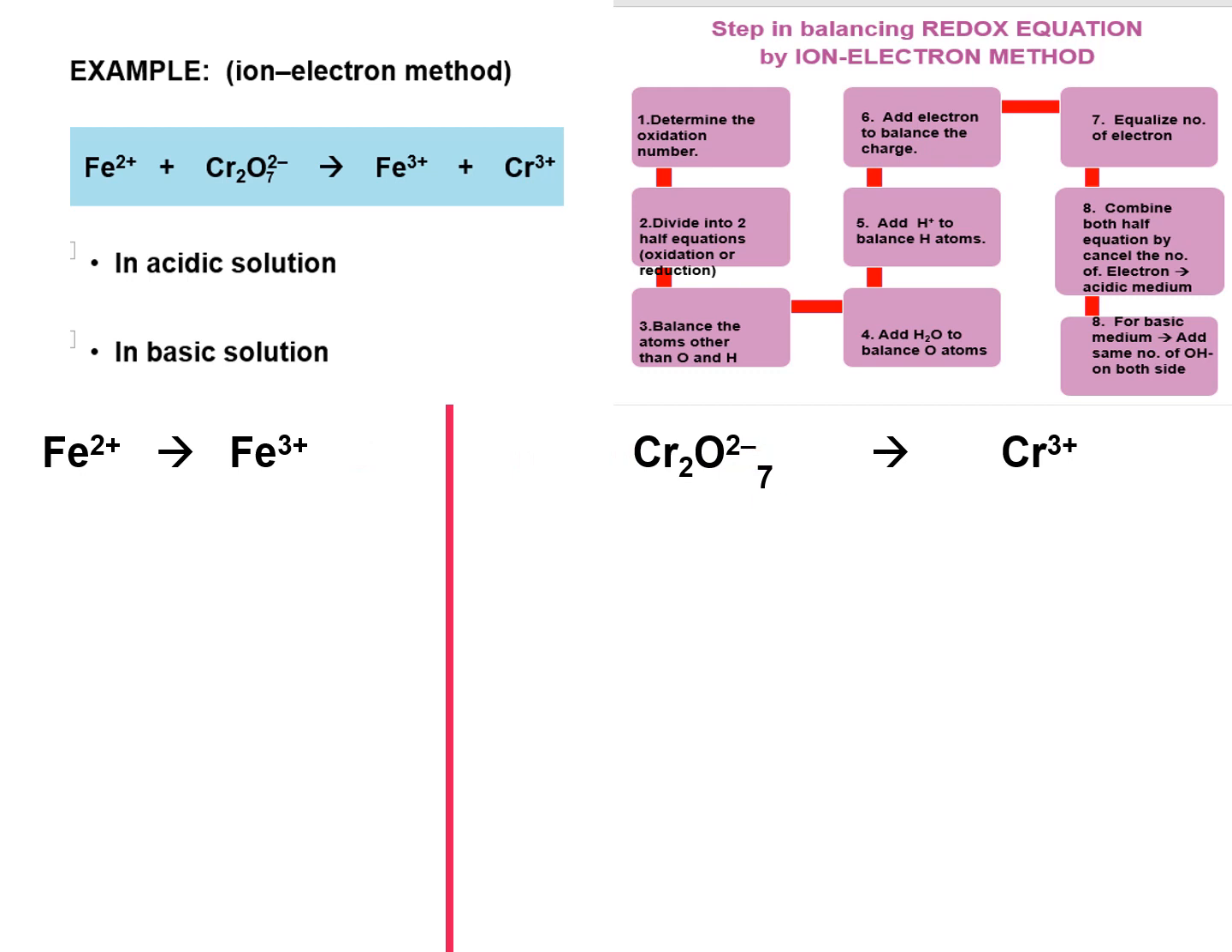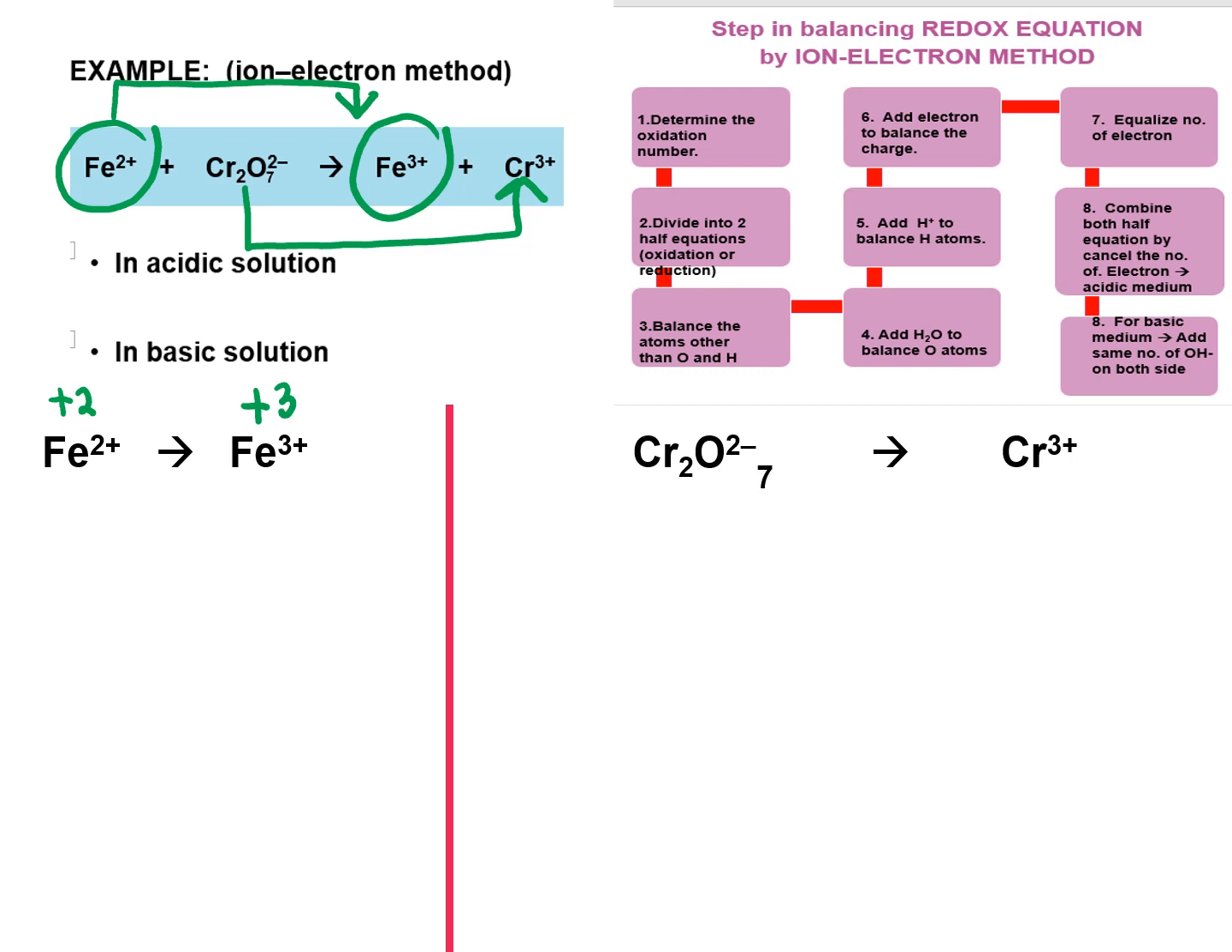So, kita ada first equation, Fe2 plus become Fe3 plus. Mesti divide depending on the same element. Fe2 plus become Fe3 plus, while Cr2O7 2 minus produce Cr3 plus. Kita tengok the same element from the reactant towards product. So, Fe2 plus with the positive 2 charge, while Fe3 plus is the positive 3 charge. So, increase in oxidation number. So, that means this equation refers to the oxidation reaction.